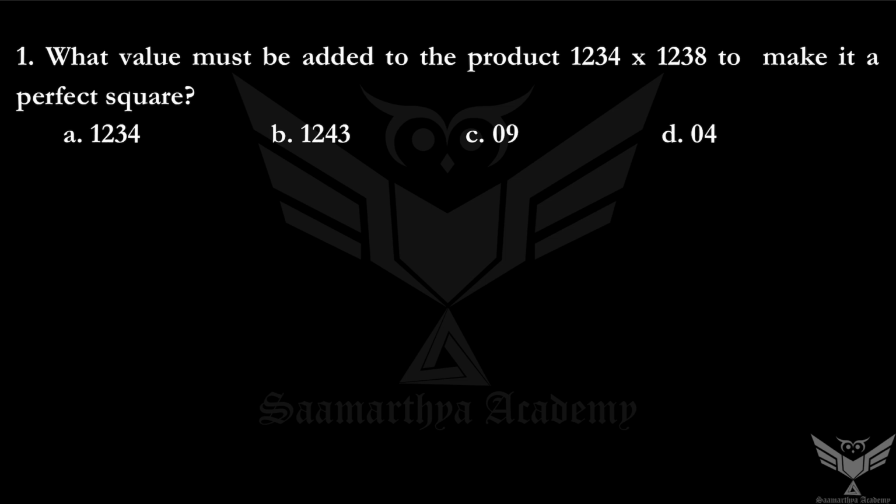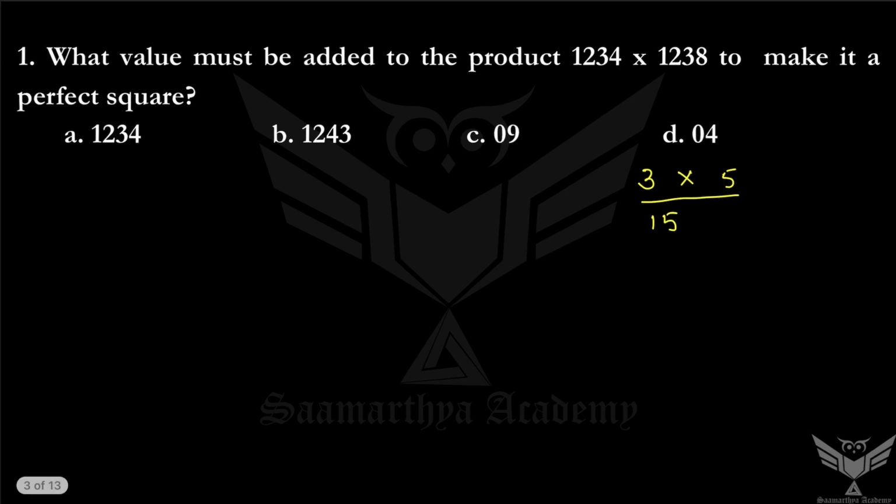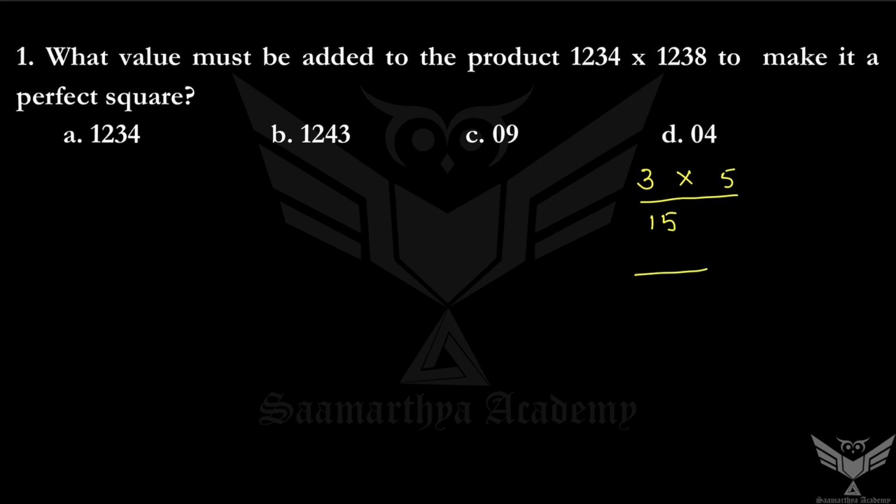The question says, what value must be added to the product 1234 into 1238 to make it a perfect square? Now the question is very similar to this. Say for example, 3 and 5 is given. 3 into 5 is 15, which is not a perfect square. So how much do you need to add to 15 to make it a perfect square? For that, you should understand what is the nearest perfect square. That is 16. To get 16 from 15, how much do we need to add? It is 1. And that's my answer.